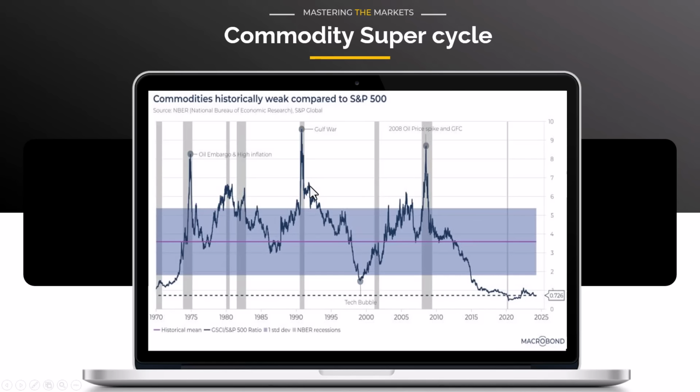As you can see here, commodities are historically weak compared to the S&P 500. So we're down here now. We've only been down here at the tech bubble, the energy crisis, and the COVID drop, and we're still down here now. So commodities are historically cheap, at times when equities were extremely expensive. It's all about just knowing that money rotates from one thing into the other.